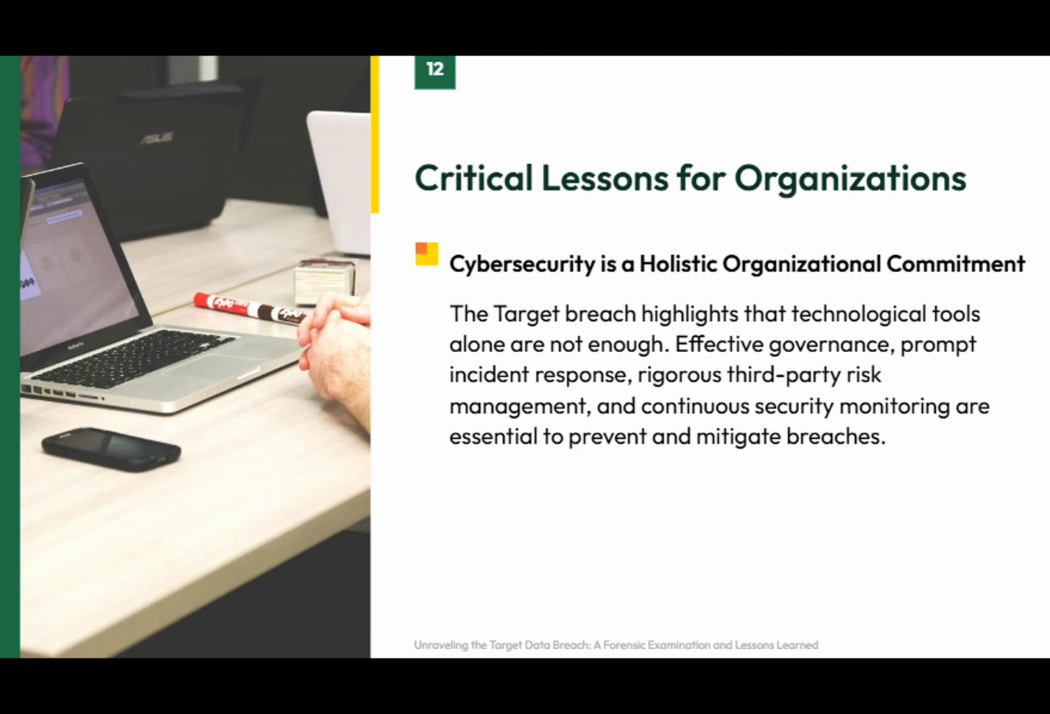In the 12th slide, we're going to talk about the lessons that have been learned from this investigation. For me, at least, I got to know that cybersecurity is a holistic organizational commitment. It is not something any individual can do. And the Target breach highlights that technological tools alone are not enough. Effective governance, prompt incident response, rigorous third-party risk management, and continuous security monitoring are essential to prevent and mitigate breaches.